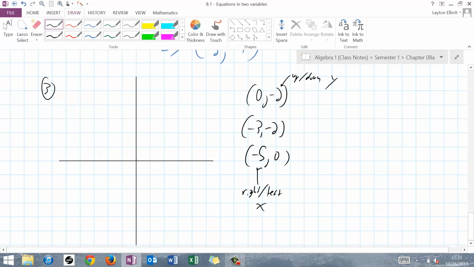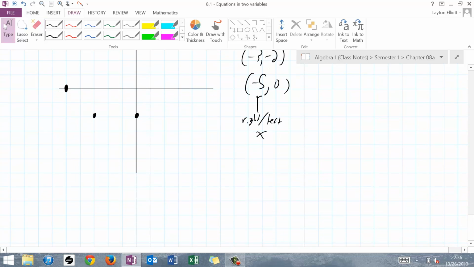So (0, negative 2) is right 0 and then down 2. (Negative 3, negative 2) is left 3, down 2. And then (negative 5, 0) is 1, 2, 3, 4, 5 right here. That should all be review for you.